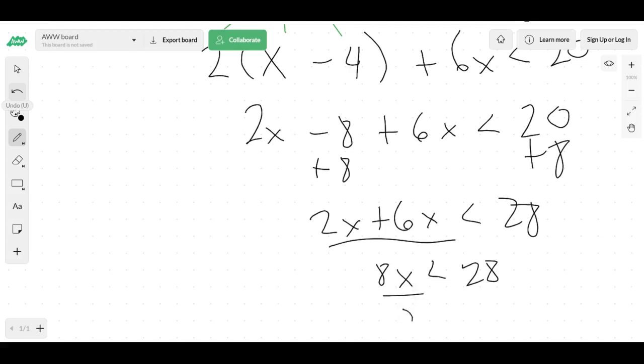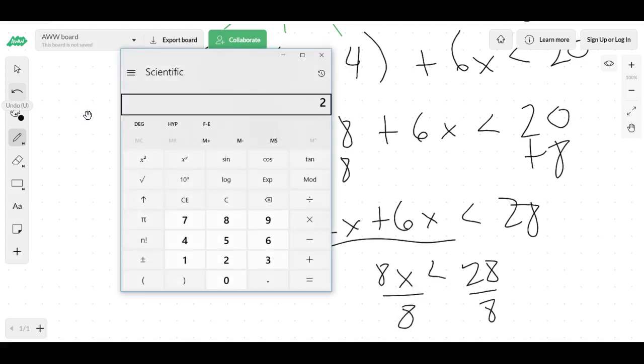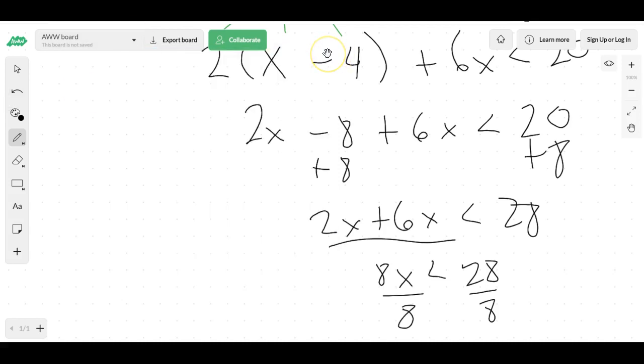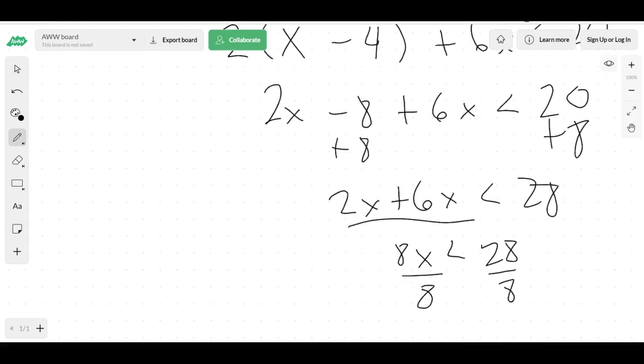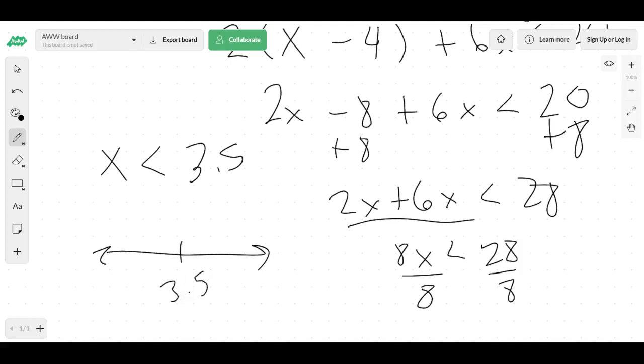And this isn't a nice number when we divide, but that's okay. We're going to just use our calculator to see what that's about. It's 3.5. So we're going to have x is less than 3.5. And notice I didn't flip the sign again because we didn't divide by a negative. And now this is going to go less because 3.5 is bigger. Let's try the next one.